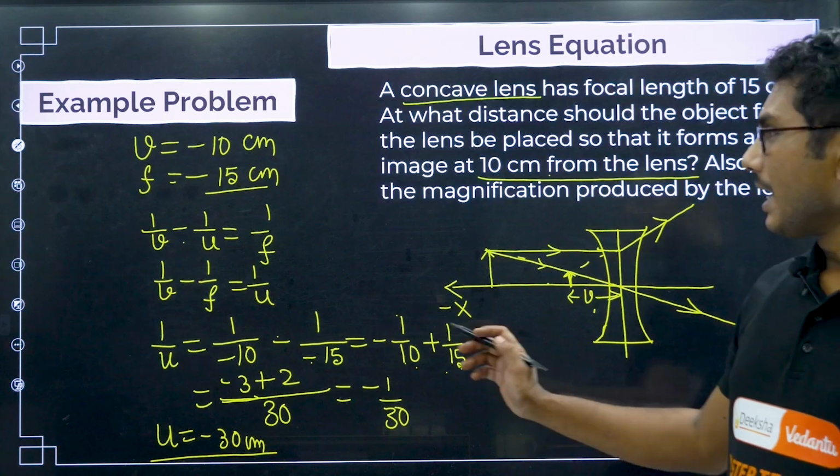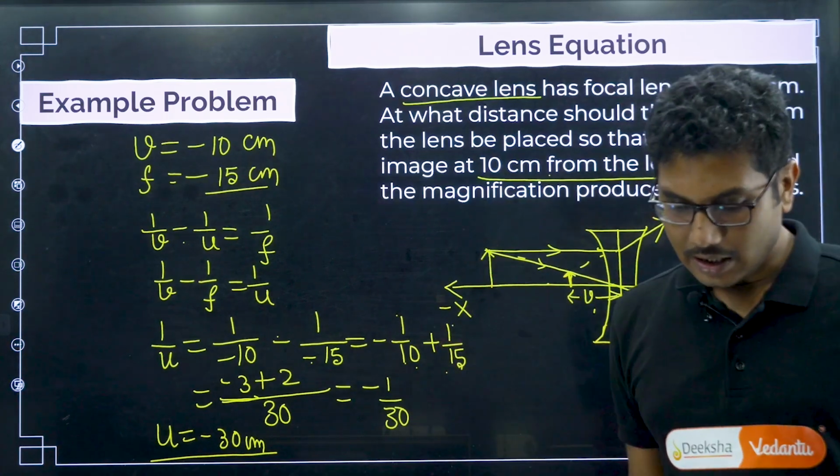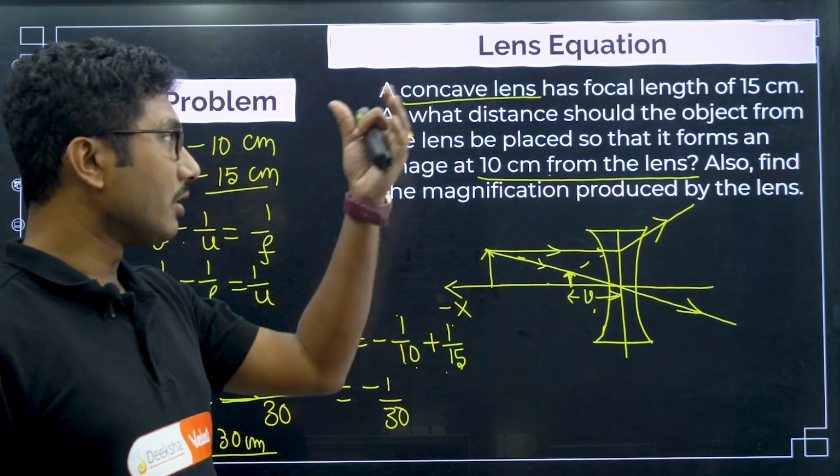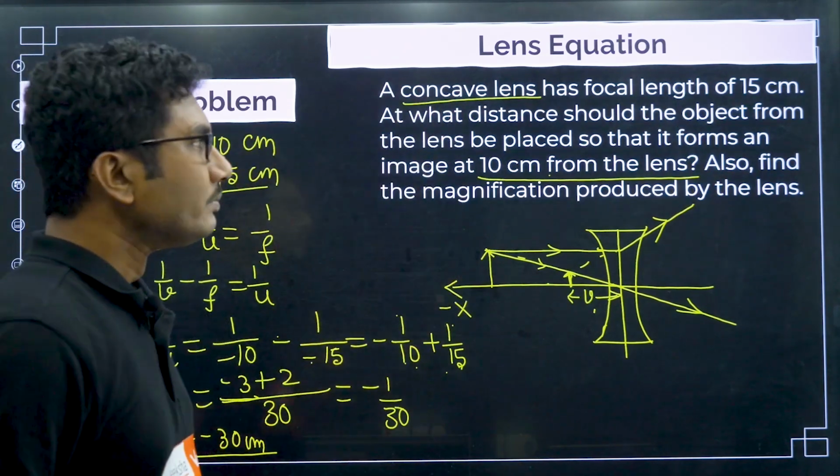So, you can say that u will be on the same side as the image formed, that is the real object, and the image is virtual because it is a concave lens, right.